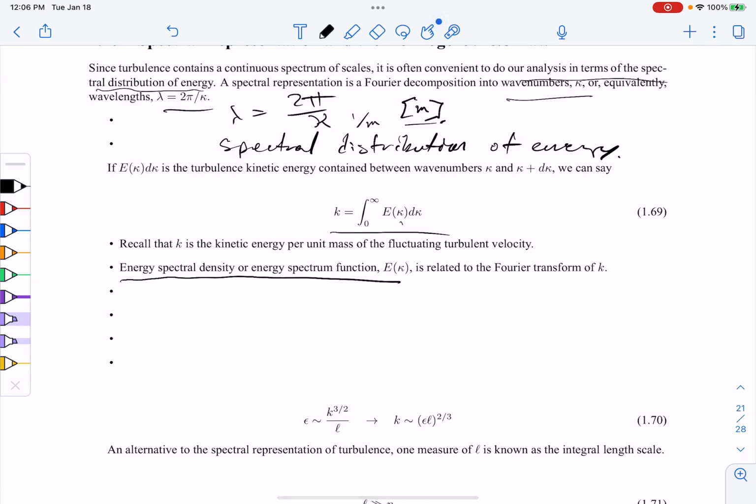But look at what the argument is. It has kappa as the argument. So that's what? The wave number. So if I have an energy as a function of wave number, and I integrate it all, I get the total energy. So E of kappa is nothing but the energy on a per wave number basis.